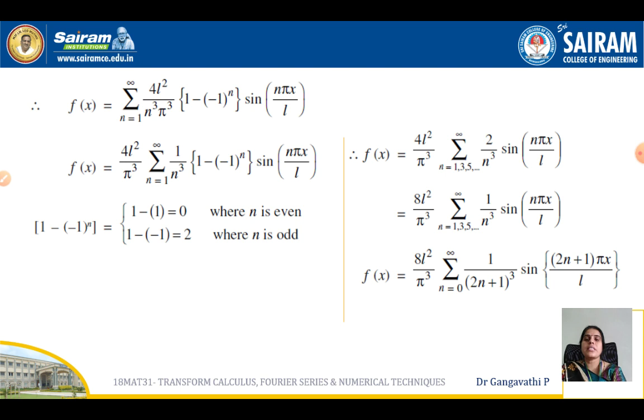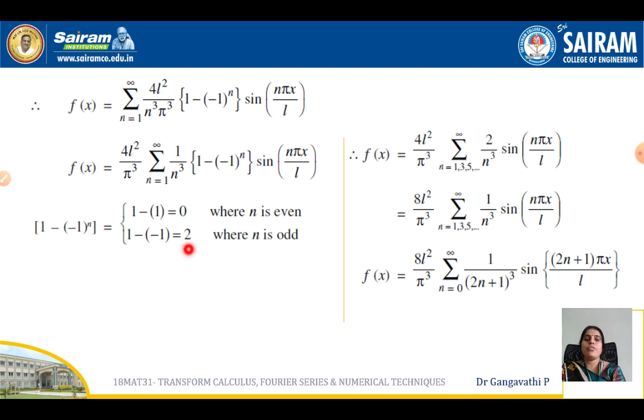Now this term, especially 1 minus of minus 1 to the power of n, takes the value 0 when n is even. You can observe when n is even is nothing but 2, 4, 6 and so on. When n is even, this minus 1 to the power of even power becomes plus 1. Plus 1 minus 1 will be 0. So that is the reason when n is even, this entire term becomes 0. When n is odd, we get the value as 2.